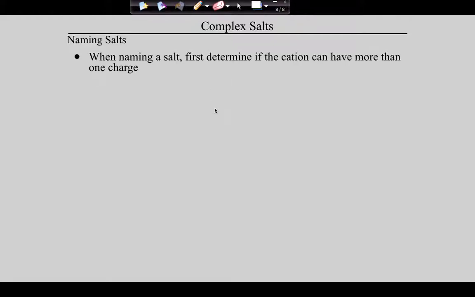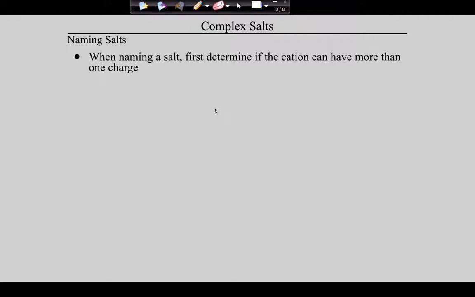So guys, when we are naming salts, the first thing that we have to do, and you really need to get this in your notes, is determine if the cation can have more than one charge. And guys, I'm going to tell you right now, some of you are going to skip or just ignore this, and it's going to get you in trouble. You have to do this first.